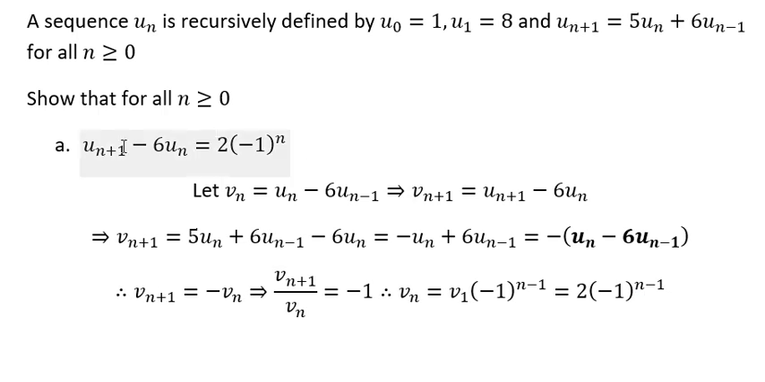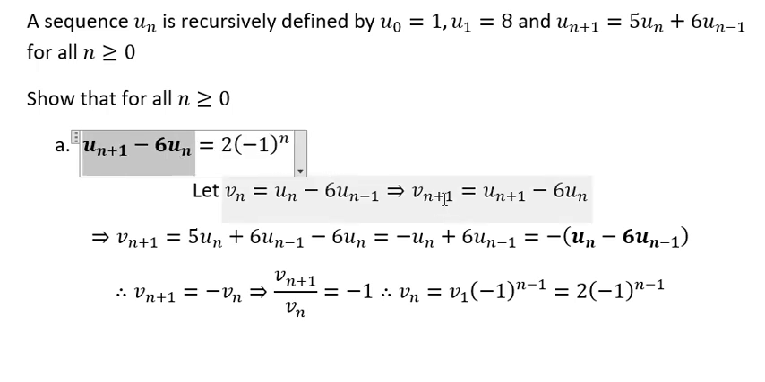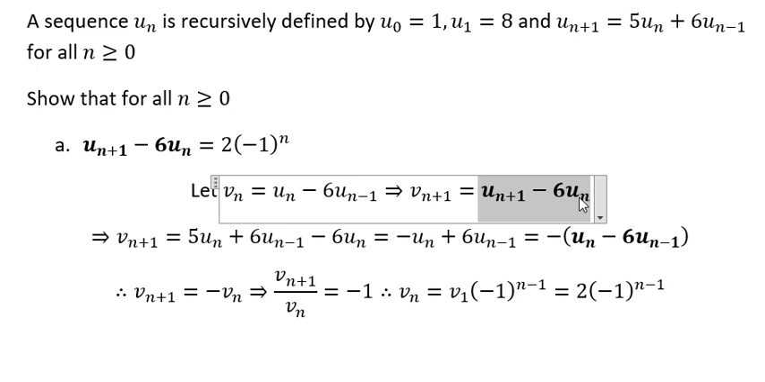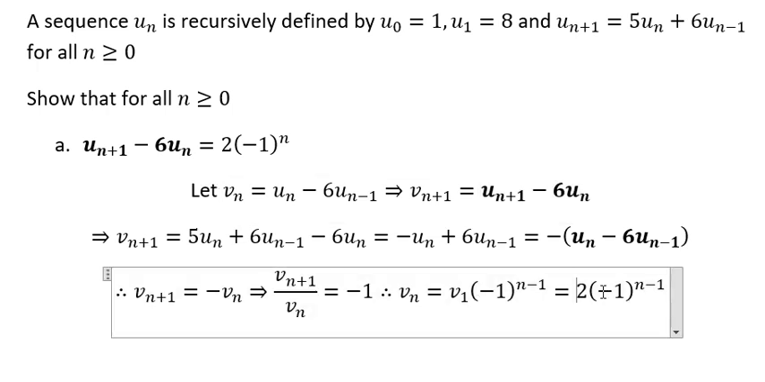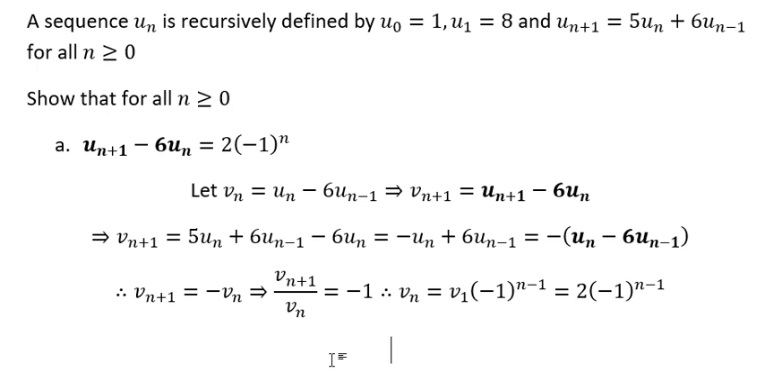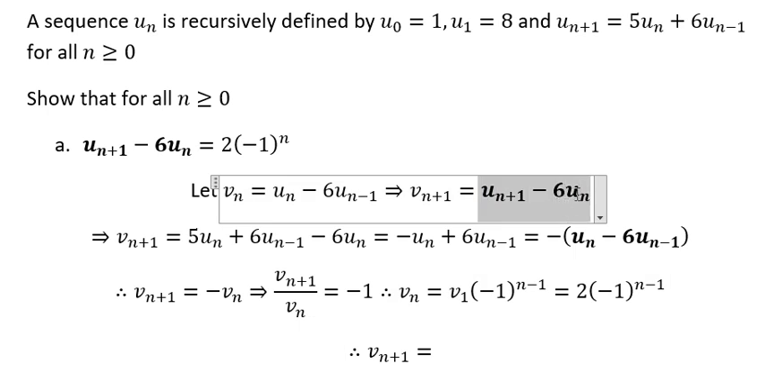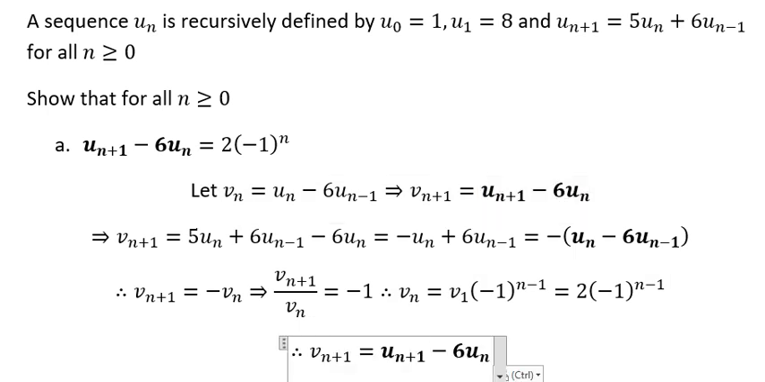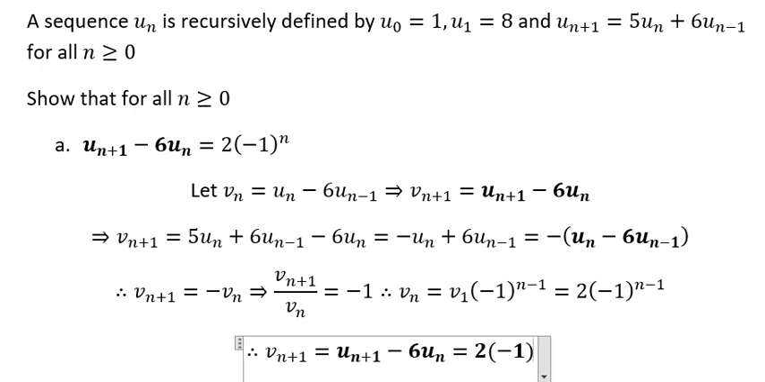But you clearly see that we are actually looking for Vn plus 1, okay? Because if you compare this with my Vn plus 1, they are exactly the same. So since I have Vn already, to get Vn plus 1, I'll just increase n by 1, okay? So at the end of the day, you clearly see the proof. Therefore, in conclusion, Vn plus 1, which is actually equal to this quantity here, okay, will just be equal to 2 times negative 1 raised to the power n as required.